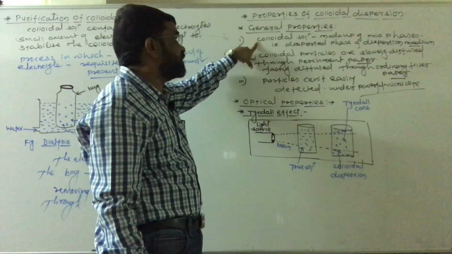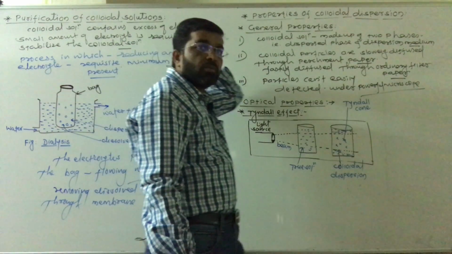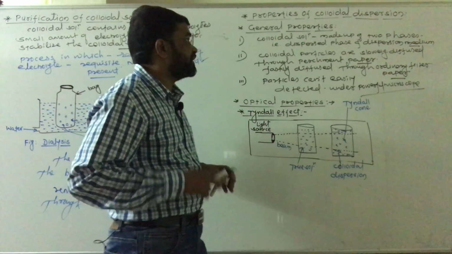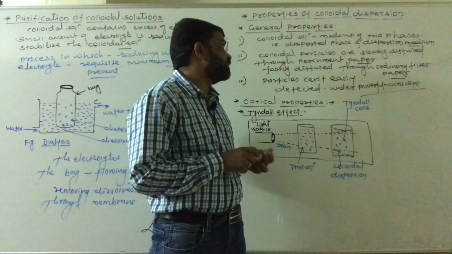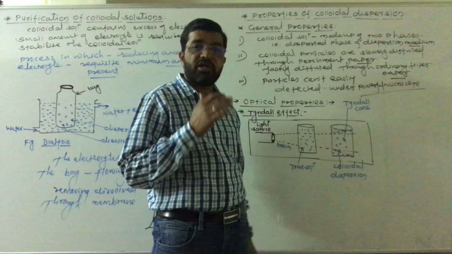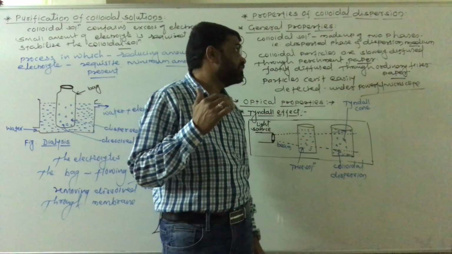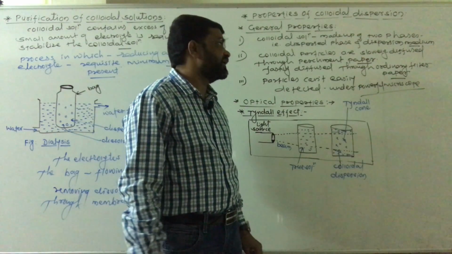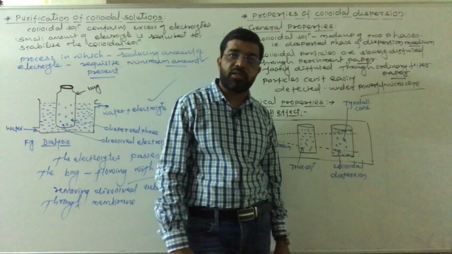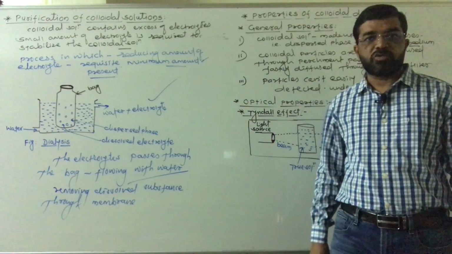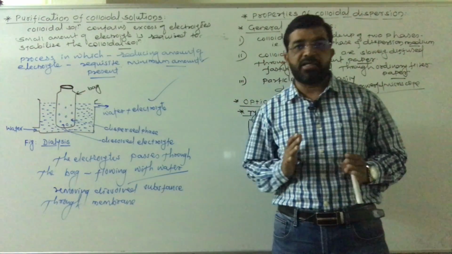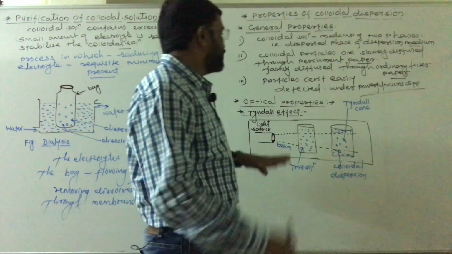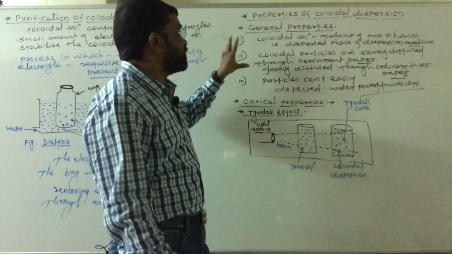Colloidal solutions are made up of two phases, dispersed phase and dispersion medium. Colloidal particles slowly diffuse through parchment paper, but they readily diffuse through ordinary filter paper. Particles cannot be easily detected under a powerful microscope, but the particles in colloidal solutions can be detected under the ultra microscope. They can be easily detected.